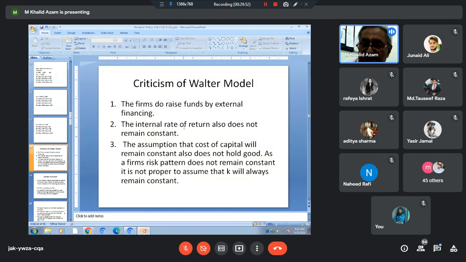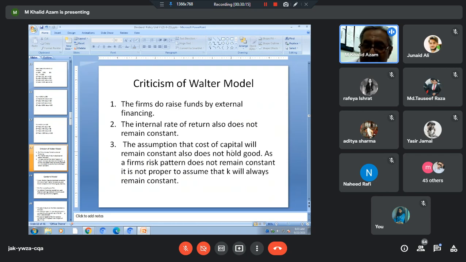The internal rate of return also does not remain constant. Okay, we have assumed that the rate of return is going to remain constant, the cost of capital is going to remain constant. So these constant factors we have considered. They say that the internal rate of return is also not going to remain constant. So this is another criticism which we are finding.